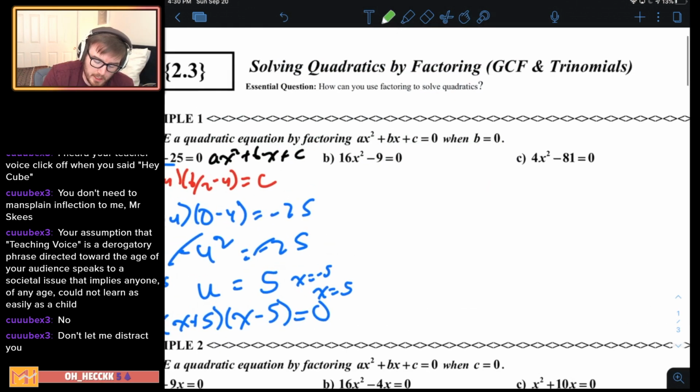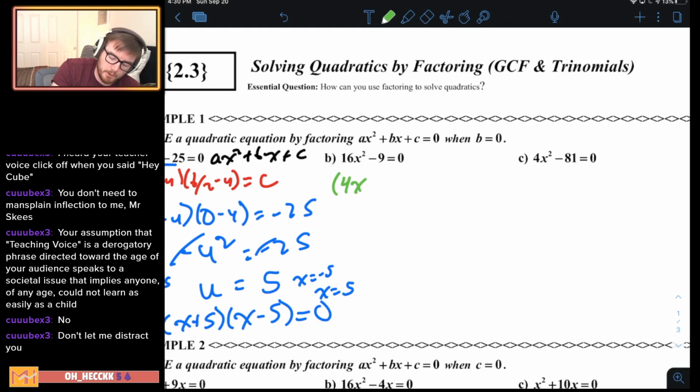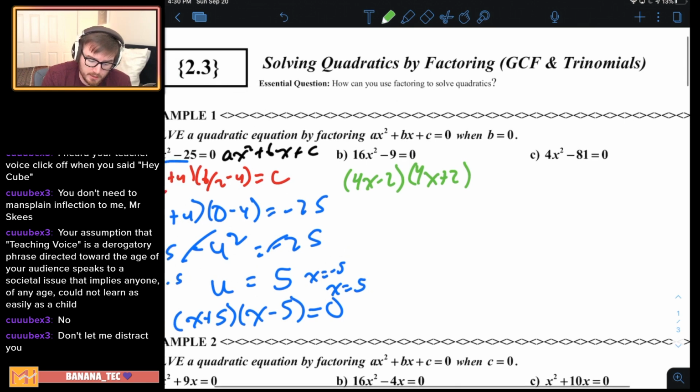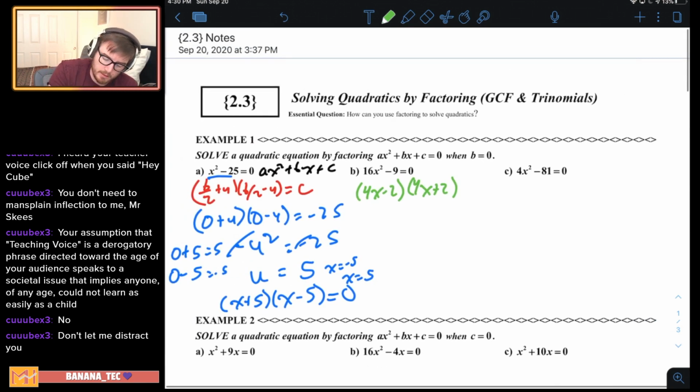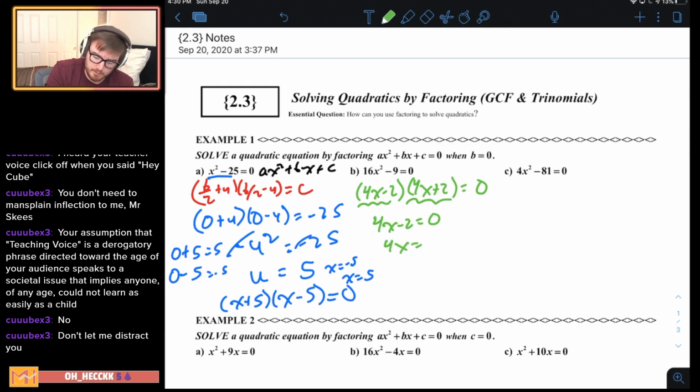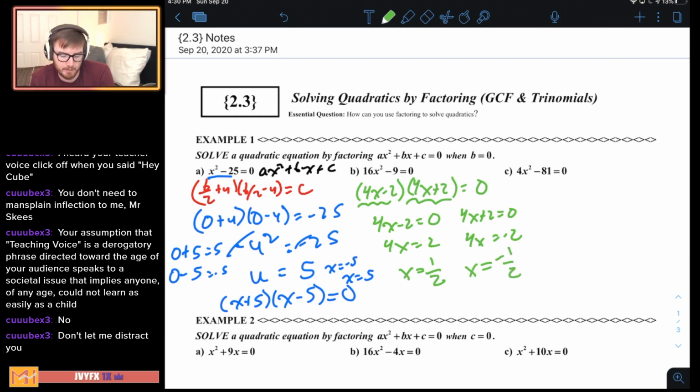So I look at this one and instantly know it factors into 4x minus 2, 4x plus 2. So my solutions are, what do we recall? What do we do with these factors? We set them equal to 0. And every time I get a positive and negative solution, right? Positive 1/2, negative 1/2.